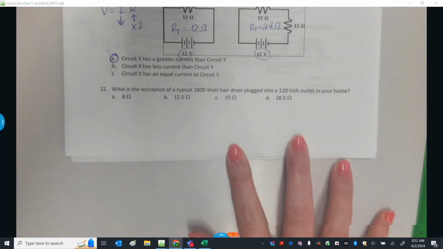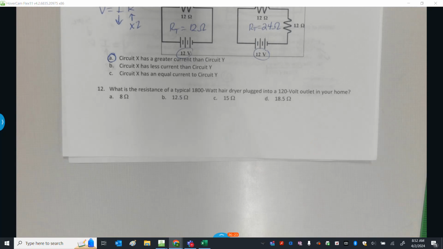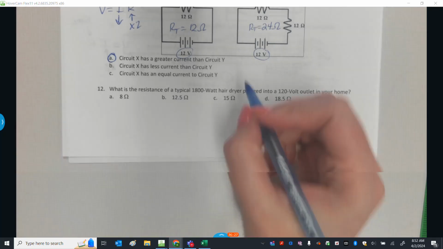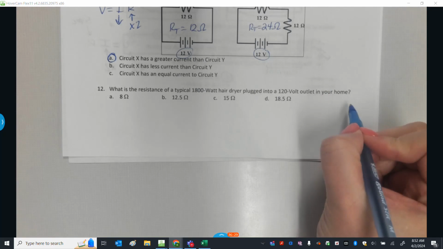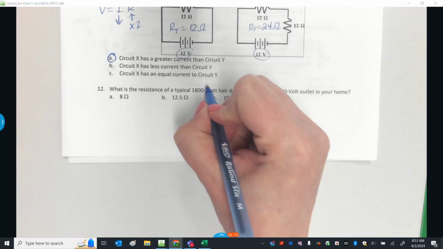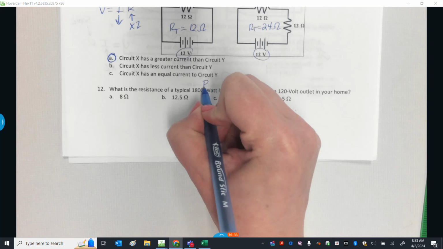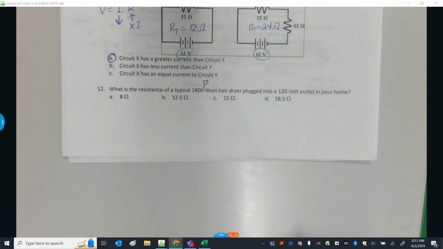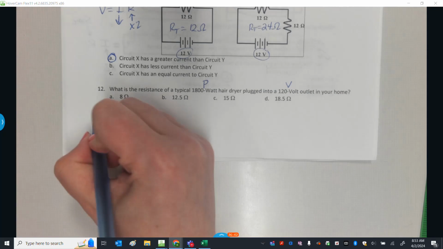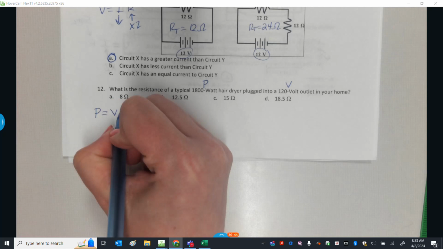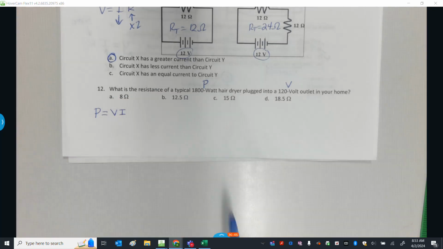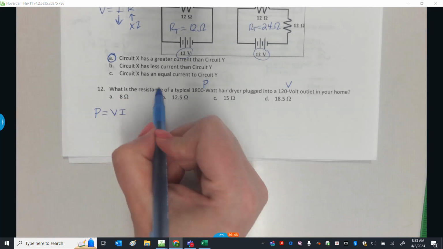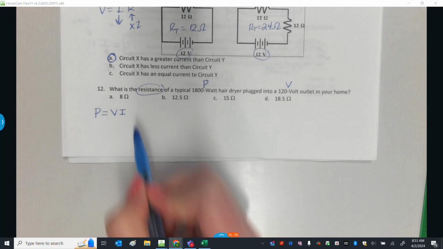All right, number 12. What is the resistance of a typical 1800 watt hair dryer plugged into a 120 volt outlet in your home? We have been given a power value. Watts is the unit for power, and of course a voltage. So I have power and I have voltage. And I have a power equation. P equals V times I. But this equation doesn't allow me to solve for resistance. It allows me instead to solve for current.